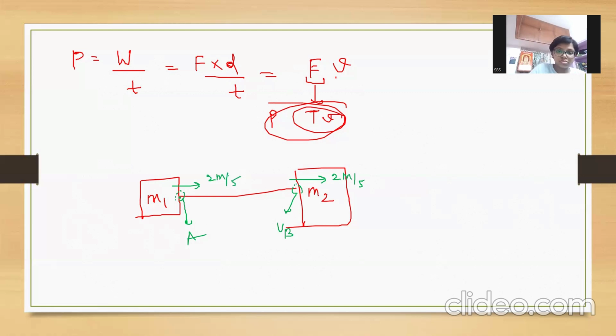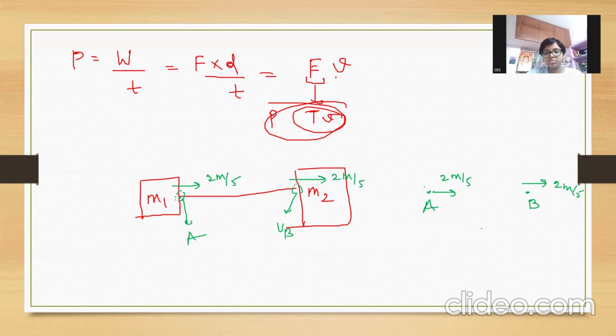If you want the string to be massless and inextensible, then all the particles of the string should move with 2 meter per second. If I say A and B are the two points of the string, the ends, or you can say points. If A is going to the right with 2 meter per second, then B must move with 2 meter per second. Otherwise, there is extension in the string.